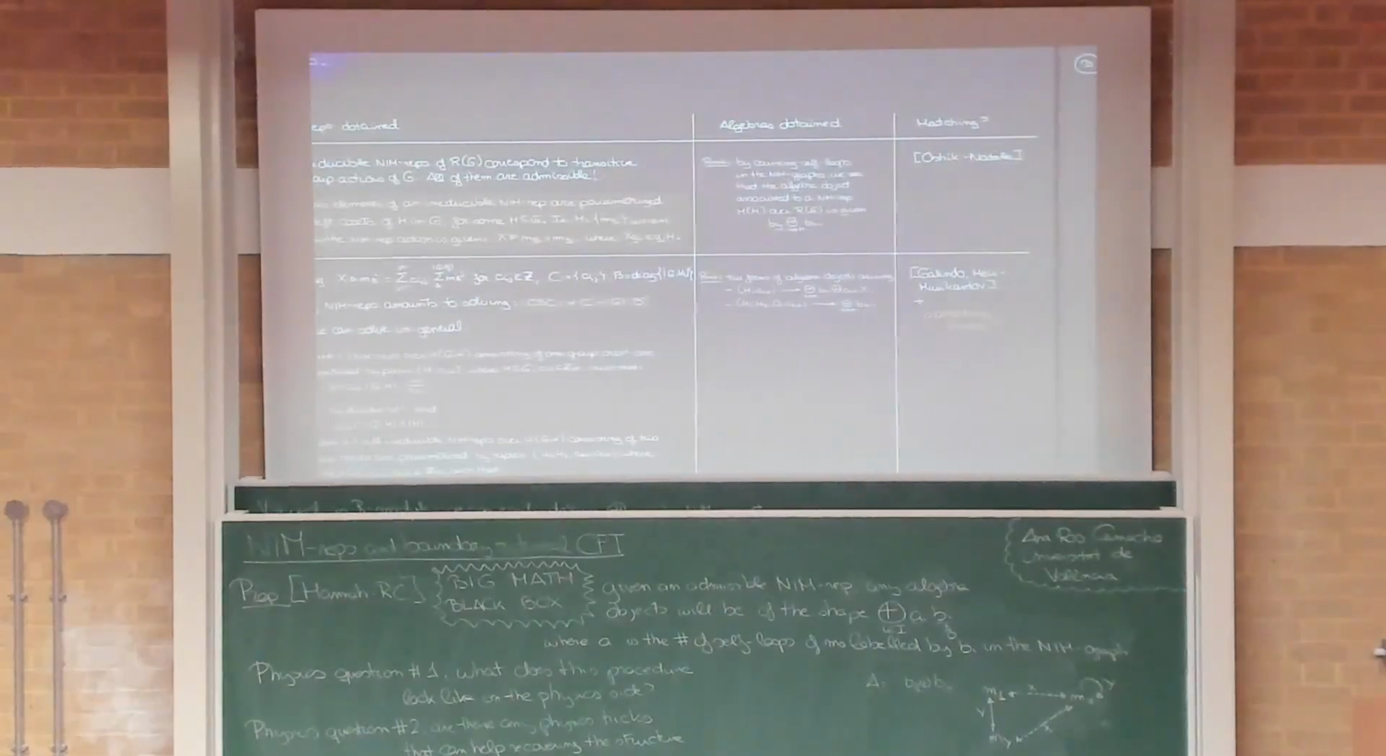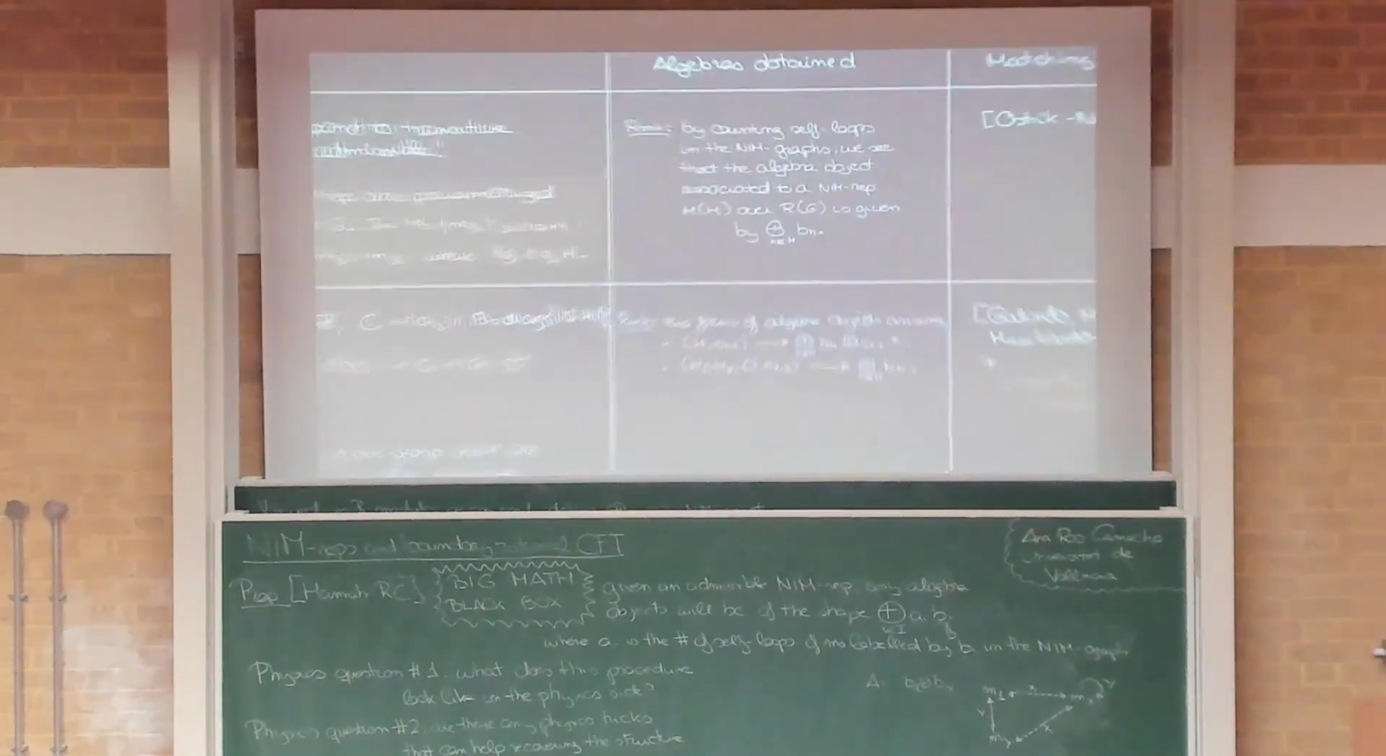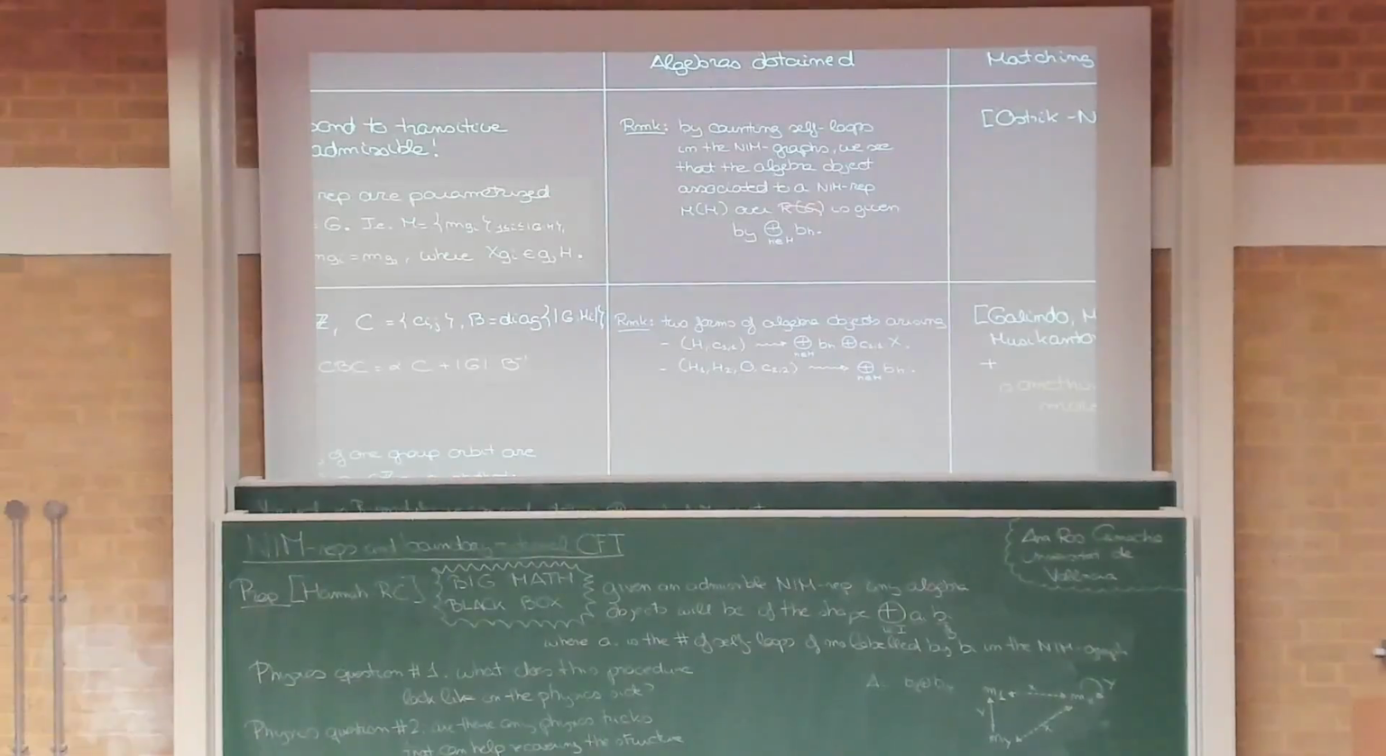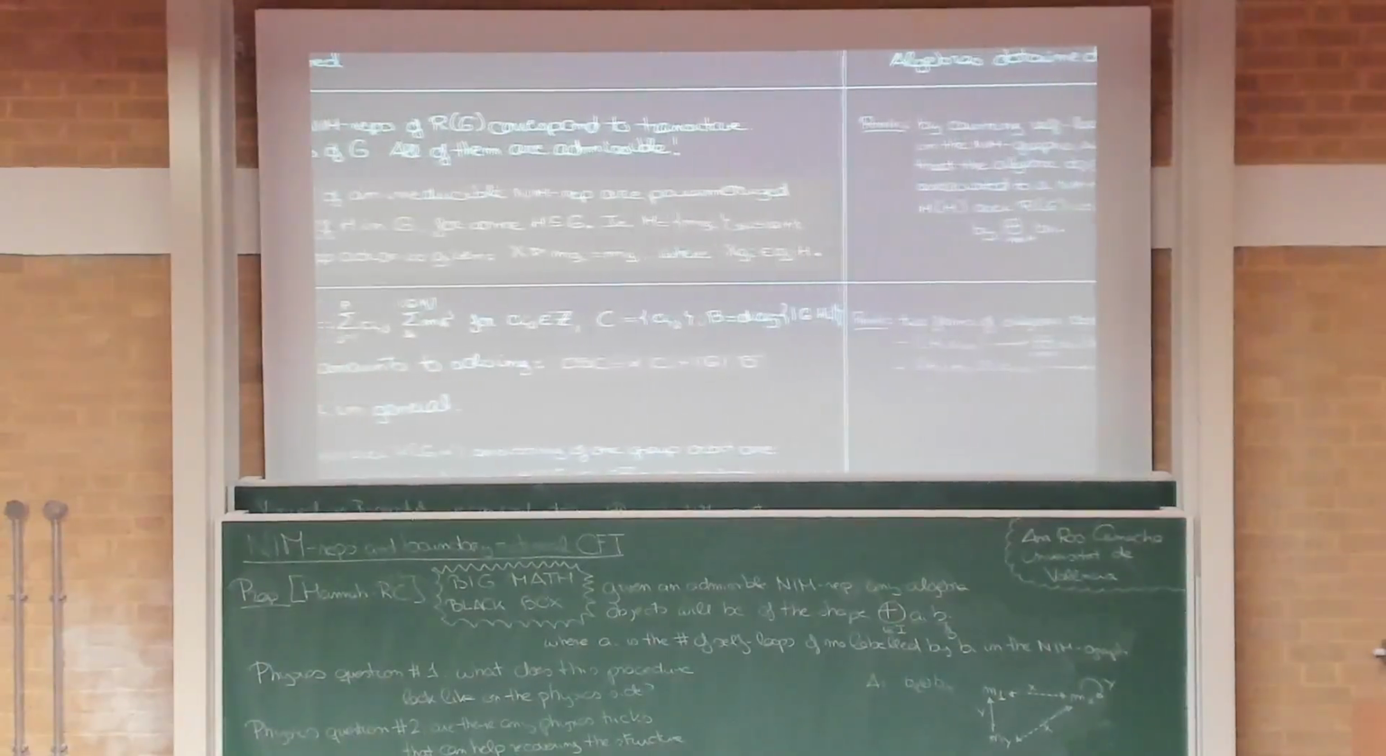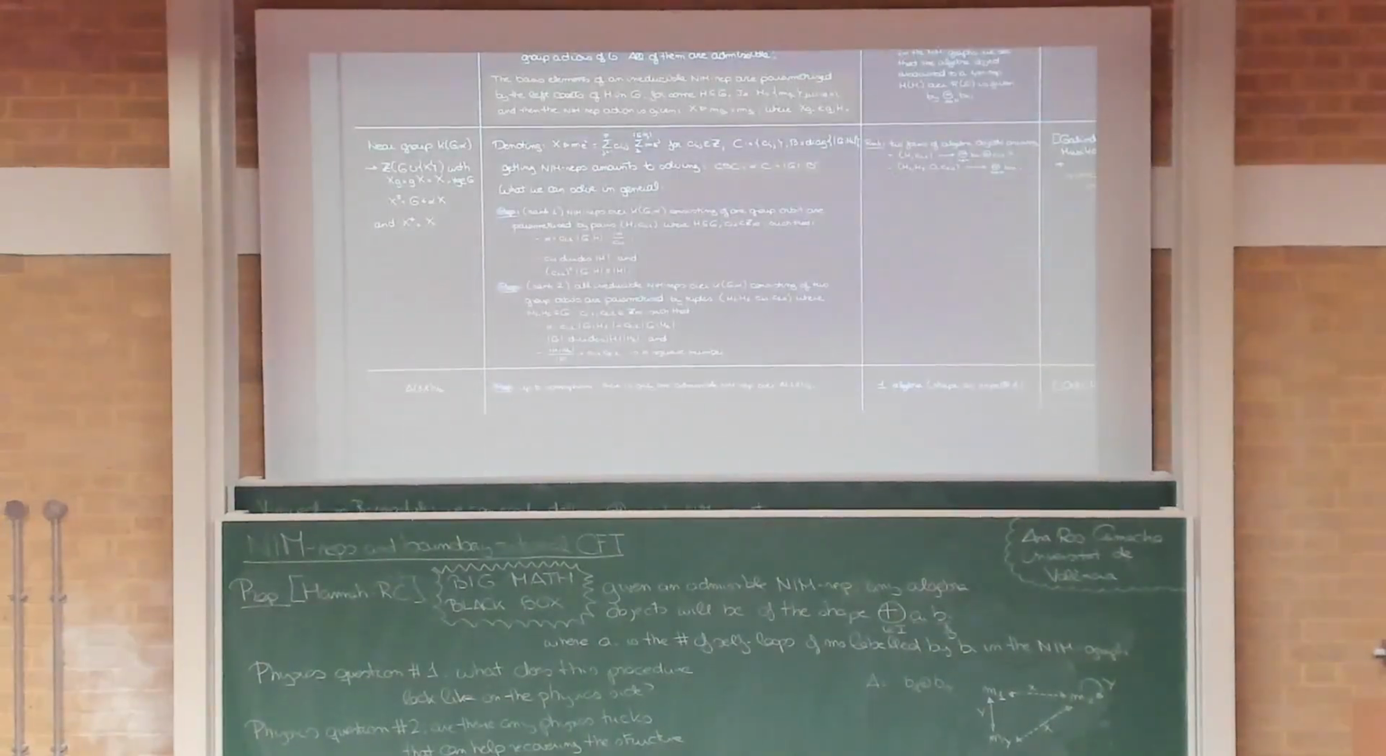And then, the algebra objects are going to be given by these, and this H in here is the H that parameterizes the NIM-rep. In the case of near group, if you're wondering, this is how the fusion ring works. It's a little bit more complicated.